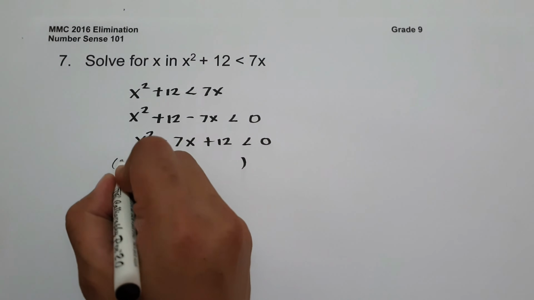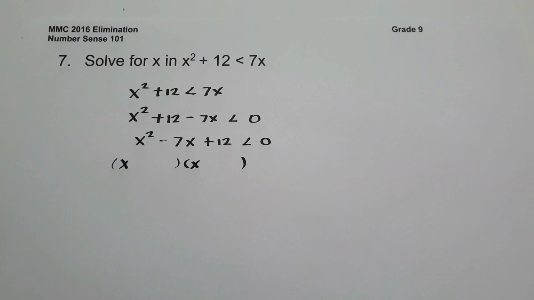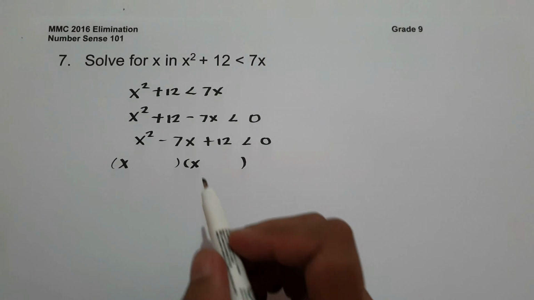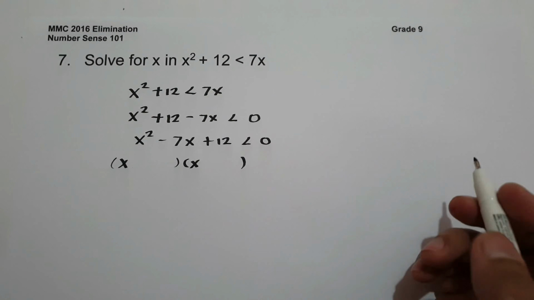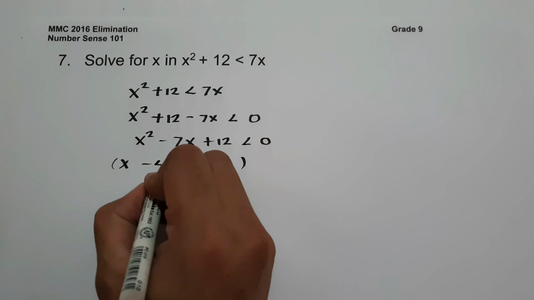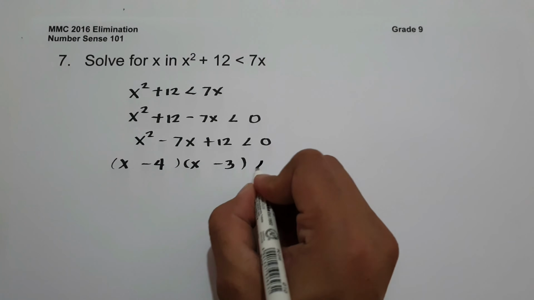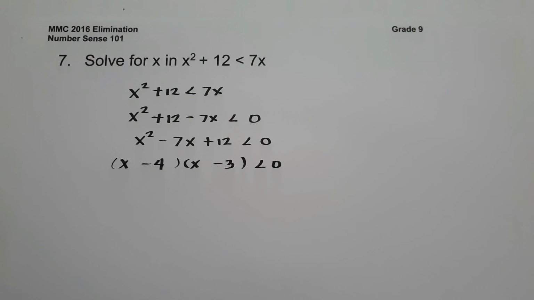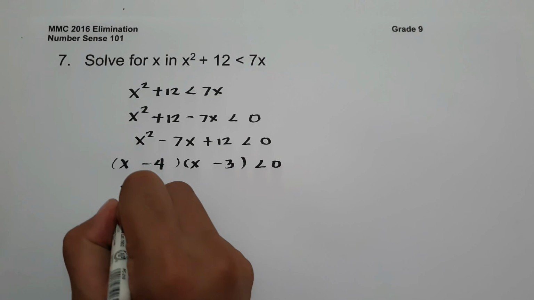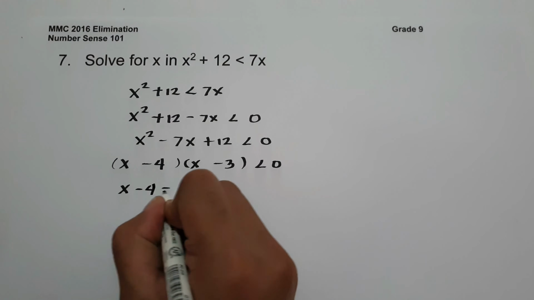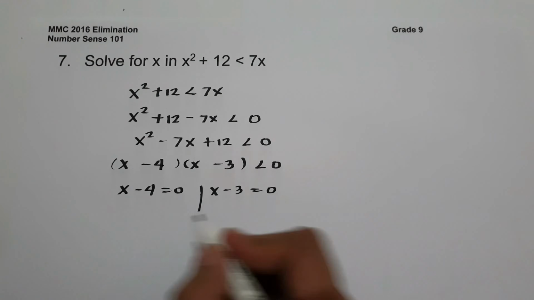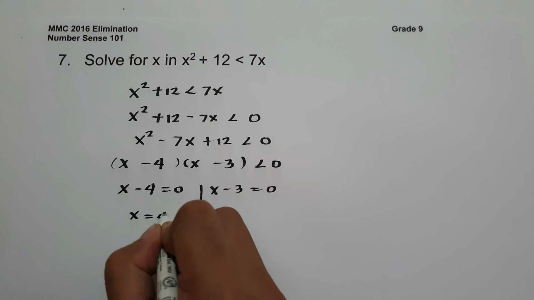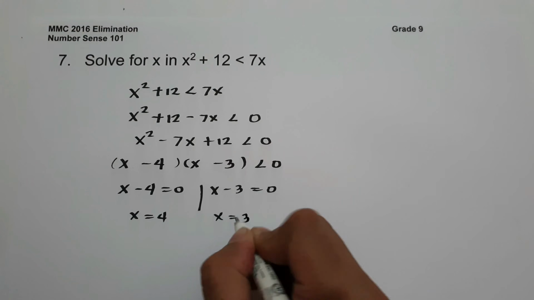The factors of x squared are x and x. And what are the factors of 12? If you multiply, you get 12, and if you add, you get negative 7. That is negative 4 and negative 3, less than 0. So let us have x minus 4 equals 0 and x minus 3 equals 0. So x will be 4 and x will be 3.